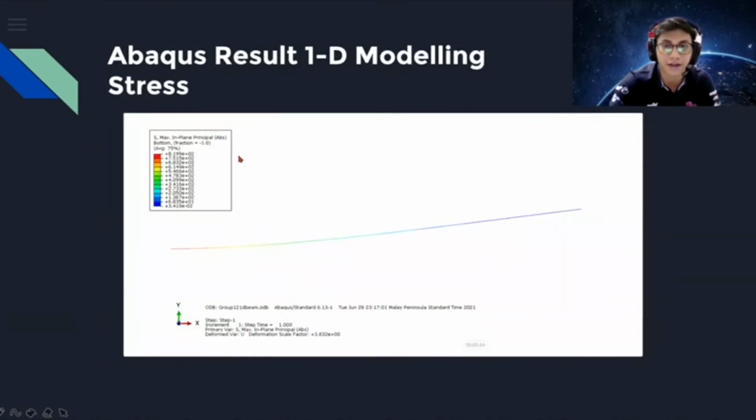Next, the stress for 1D modeling. Now we can determine that the maximum stress did not occur at the end of the beam, but it occurred at the fixed support of the beam.